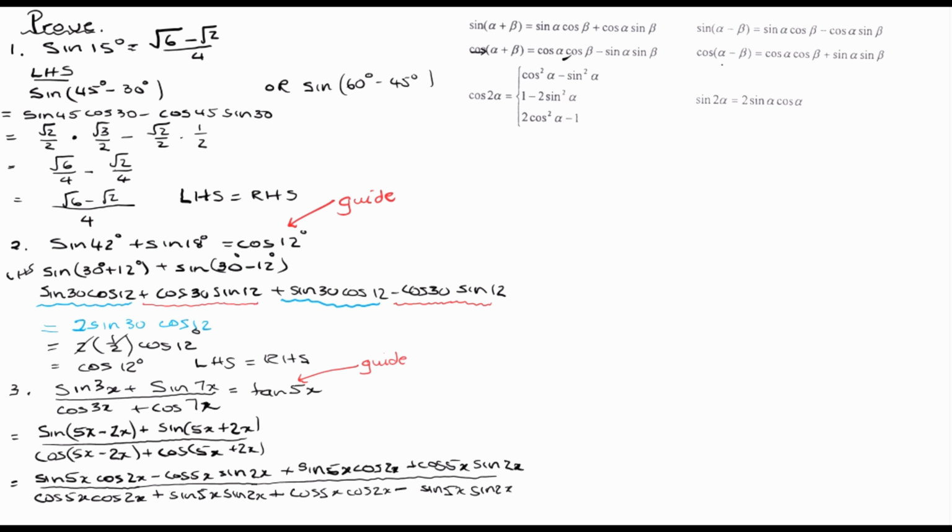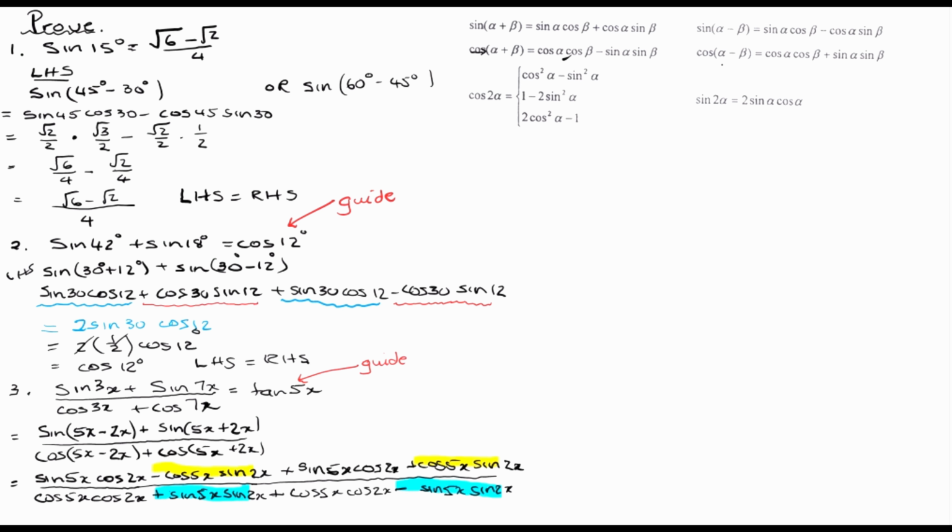Now on the numerator at the top, you're going to find one with a minus and one with a plus. So here's the one with a minus and here's the one with a plus. They will add up to 0. And then I'm just going to use a different color. In the denominator, you've got a minus sine 5x sine 2x and a plus sine 5x sine 2x. So they add up to 0. Please don't think I'm cancelling. I'm not. I'm adding them up to 0.